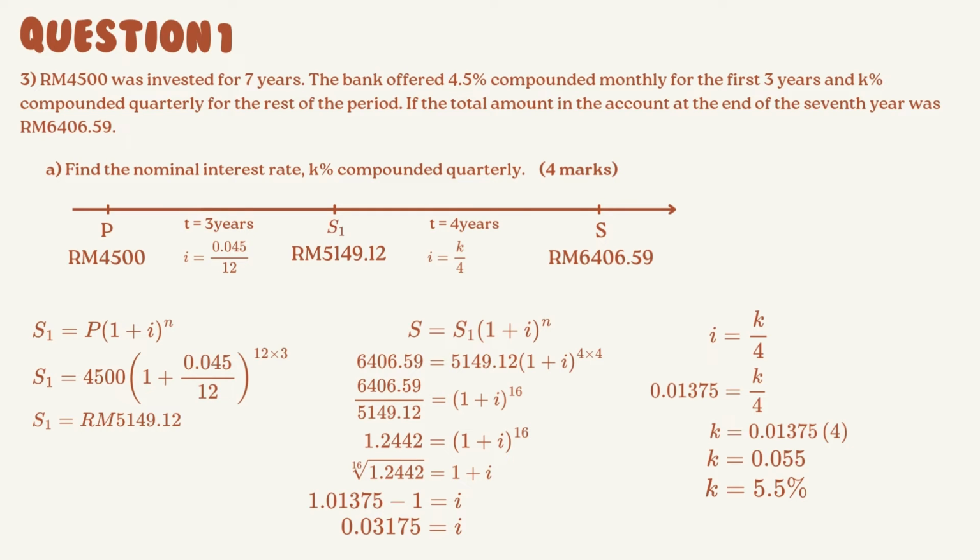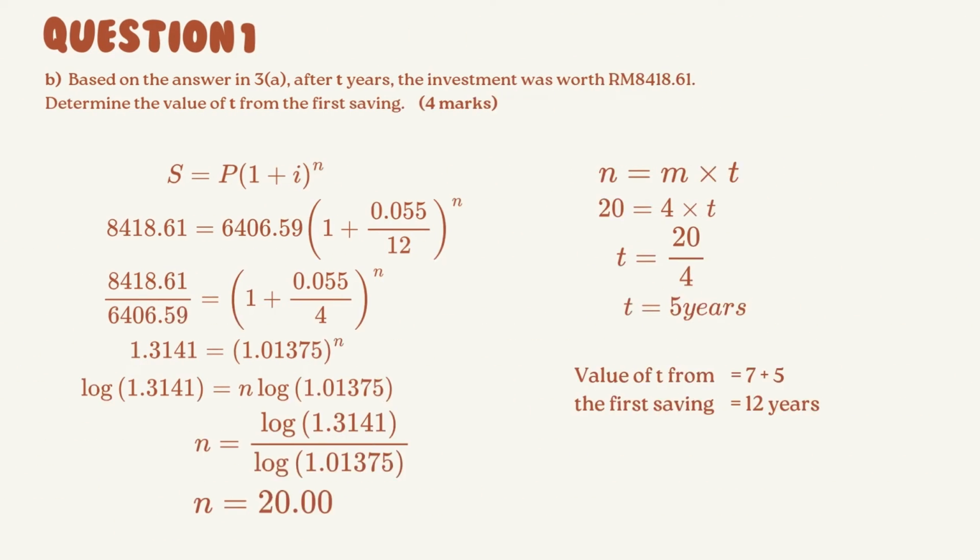We need to use this formula to get the future value for the first 3 years. After that, we need to calculate for the rest of the years, which is 4 years. So to find K, we can use the same formula. We can get K by using the formula I equal to K divided by M. So we have M, which is 4, and we will use S for the first part as our S1. And the final answer is K equal to 5.5%.